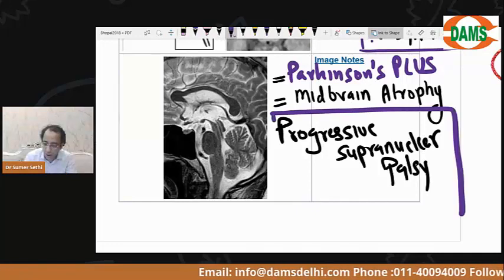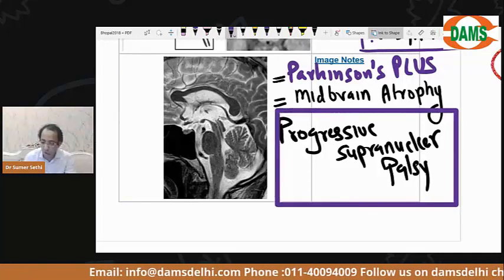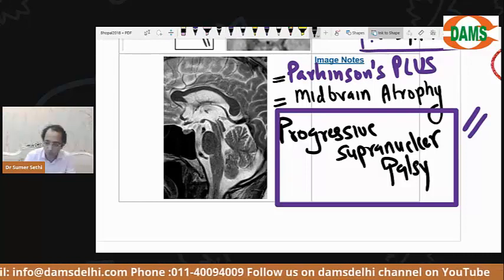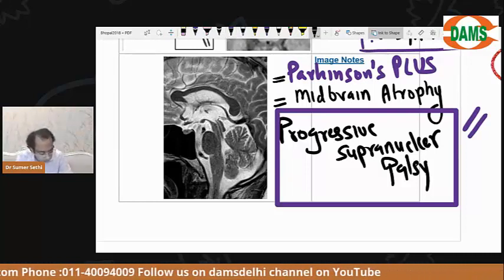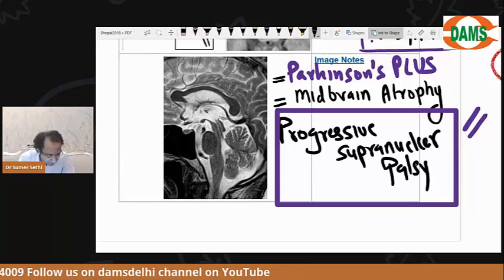When you read Parkinson's in your medicine class, you will find they mention that there are Parkinson's and there are Parkinson's plus disorders. And the most important is PSP, progressive supranuclear palsy. It has midbrain atrophy. Okay, very good.